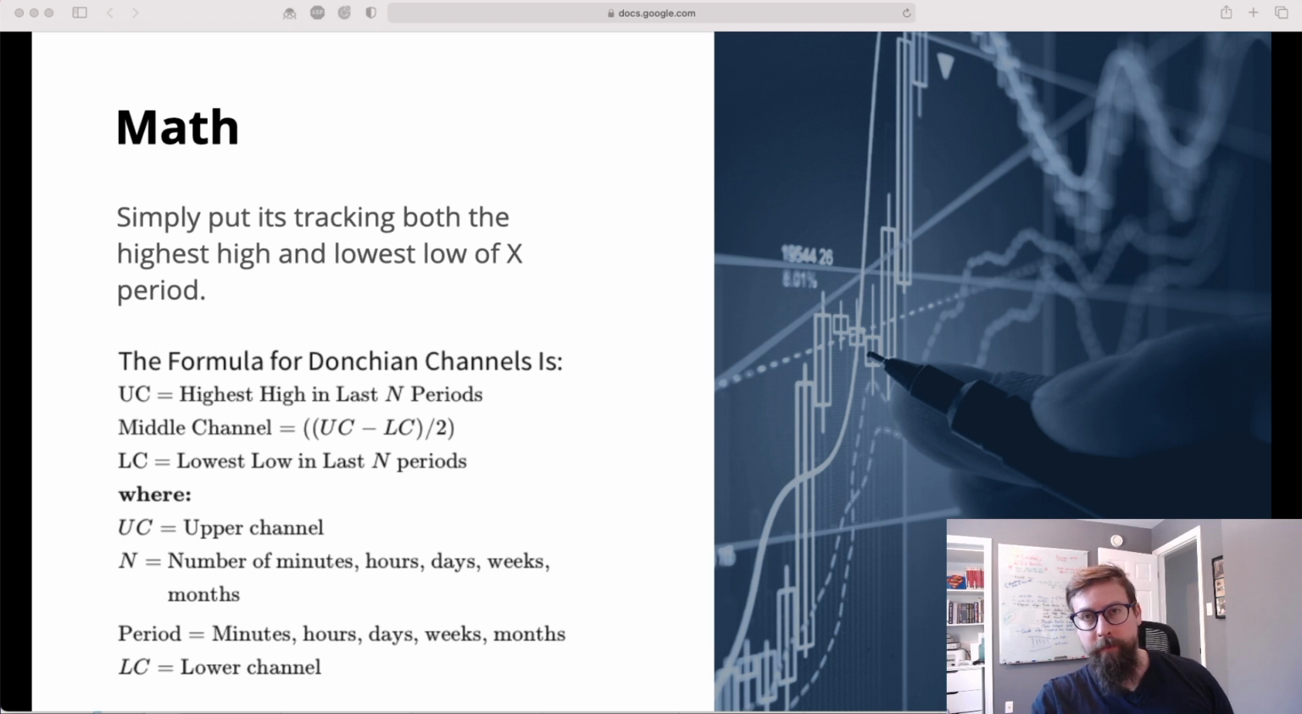The long and short of this math is that basically the channels will plot above and below price, and they are going to mark the highest high in X periods of time that you're able to specify and the lowest low of X period of time that you're able to specify.